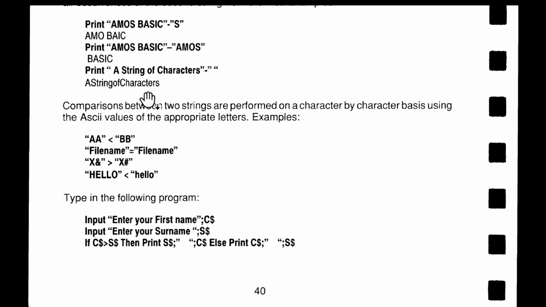Comparisons between two strings are performed on a character-by-character basis using the ASCII values of the appropriate letters. Example: If S$ is greater than C$ then print S$, C$ else print C$, S$.